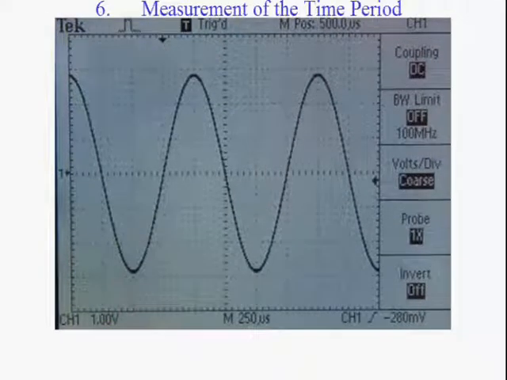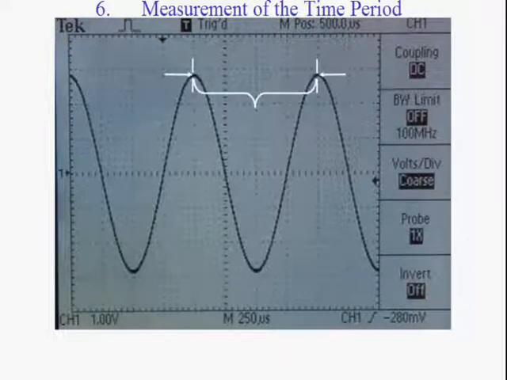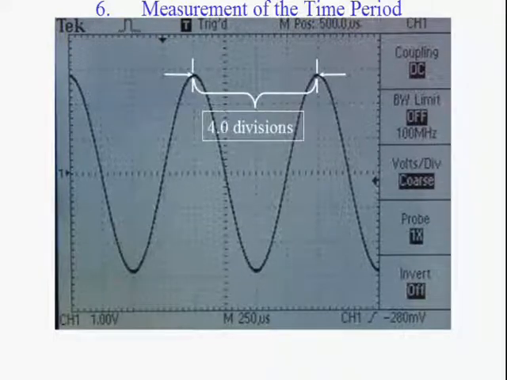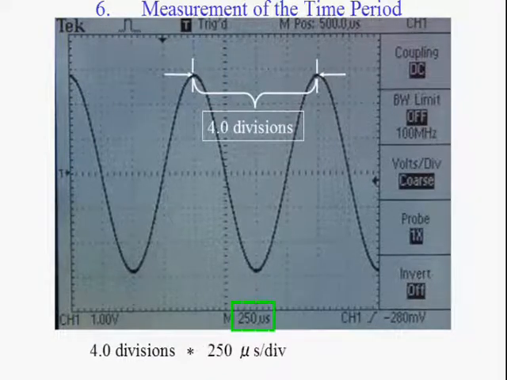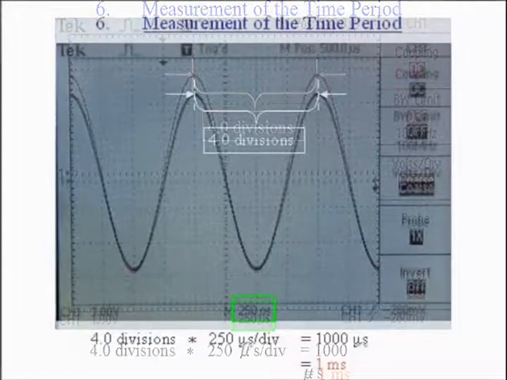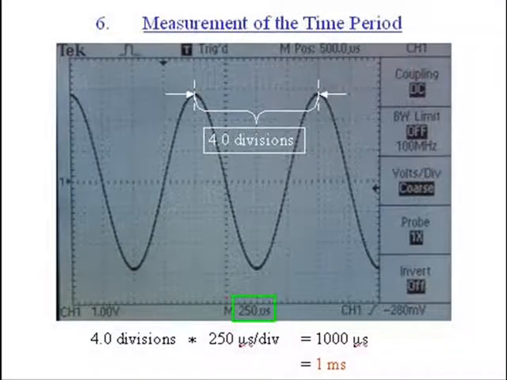Measurement of the time period. First, you measure the number of horizontal divisions from peak to peak. Then calculate the number of divisions times the scale factor. It gives you the value of the time period.